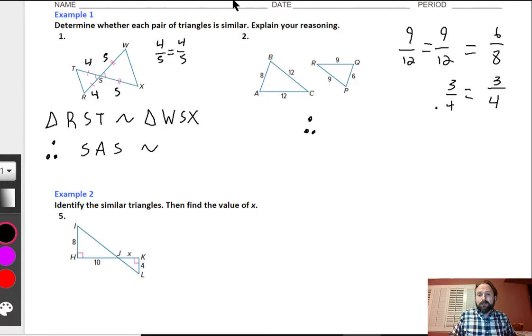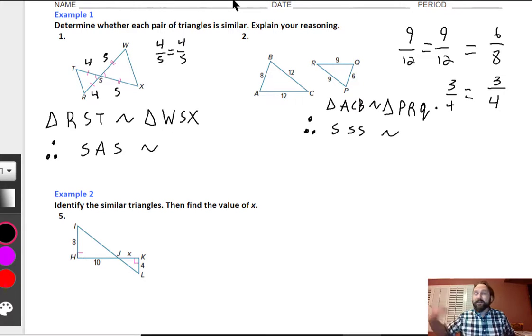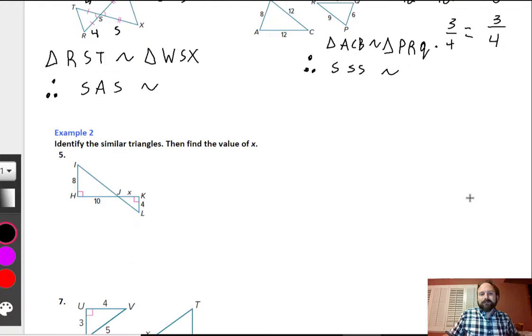Therefore, first off, let's say this is going to be ACB. Triangle ACB is going to be similar to triangle PRQ. Why? Because of side, side, side similarity. The sides are proportional, therefore, side, side, side similarity states that they are similar. Let's go on. Example 2.